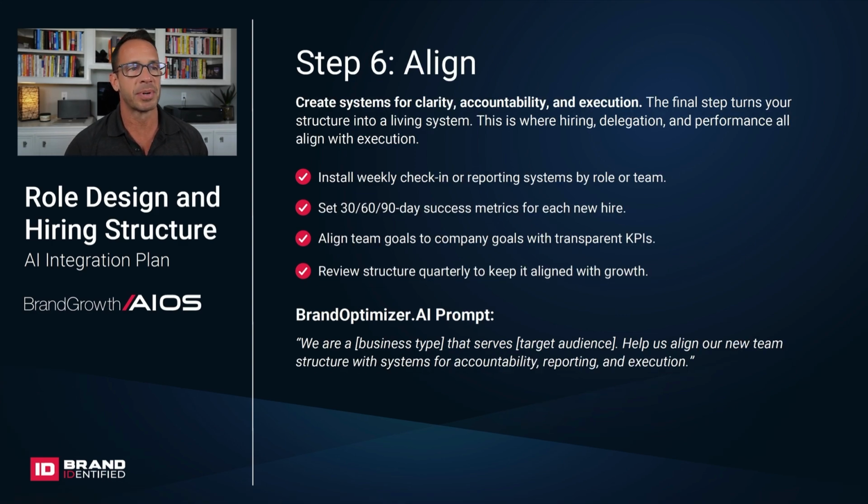And then finally, step number 6, and that is to align. Create systems for clarity, accountability, and execution. The final step turns your structure into a living system. This is where hiring, delegating, and performance all align with your execution. So install weekly check-ins or reporting systems by role or by team. Set 30, 60, and 90-day success metrics for each of those new hires. Align your team goals to company goals with transparent KPIs, and then review the structure quarterly to keep it aligned with your business growth.